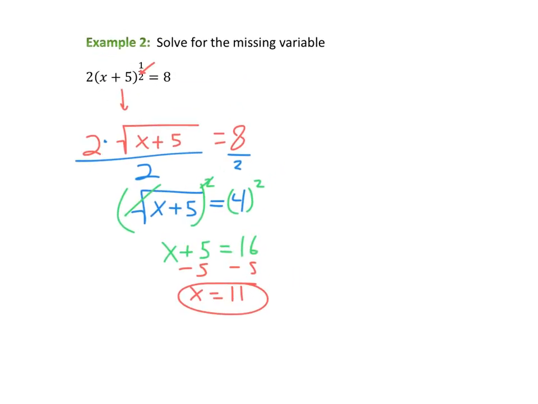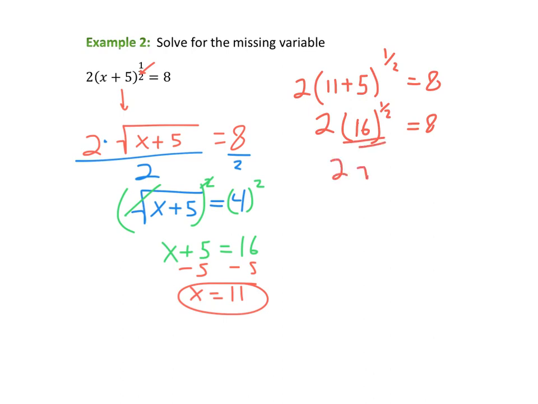We do need to double check to make sure it is indeed a solution. So if I plug it back in, 2 times 11 plus 5 to the 1/2 equals 8. Is this true? Well, 11 plus 5 is 16, to the 1/2. Is that 8? Well, again, an exponent of 1/2 means the square root. So this is twice the square root of 16. Well, the square root of 16 is 4. Is 2 times 4 8? Yes, it is indeed. So it is indeed correct.